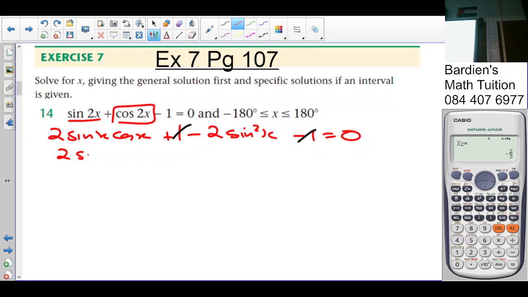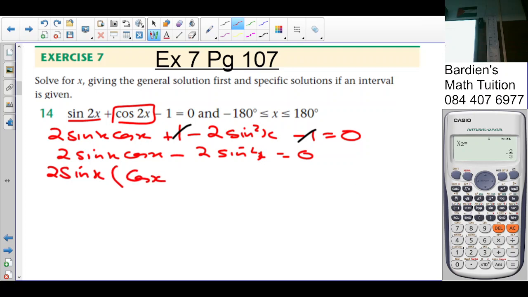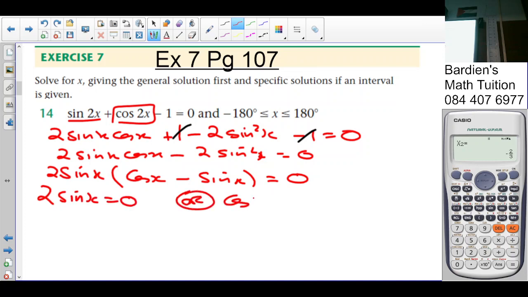Which now gives me 2 sine x cos x minus 2 sine squared x equals 0. What is now common? 2 sine x. What are we left with? Cos x minus sine x. So what we do from here, we set each factor equal to 0. So 2 sine x is equal to 0. Or cos x is equal to sine x. Here divided by 2, so I got sine x is equal to 0. Here we do sine over cos, which is tan.